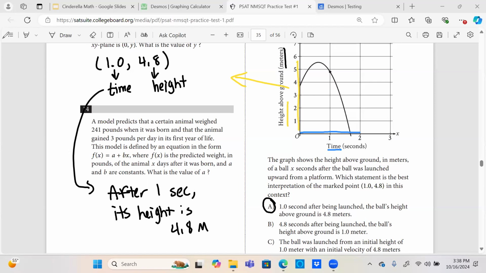Just read all those choices carefully, and A is correct. 1 second after being launched, the ball's height is 4.8 meters. So that was truly just being able to see that on the x-axis we have time, so our x was time, and on the y-axis we have height. So the y number was height.